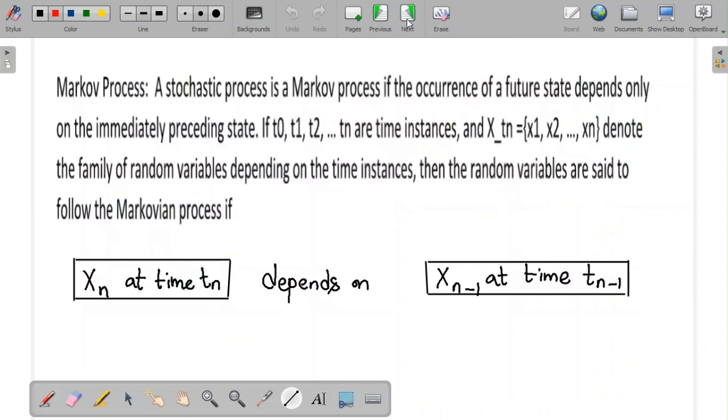So if t0, t1, t2, and tn, etc., are the time instances, and x1, x2, xn denote the various states in the given Markov process, then this process is said to be Markovian if reaching the state xn at time tn depends only on whether you have already reached state xn minus 1 at time tn minus 1. So the dependence is only on the immediate previous state and none of the other states which happen before n minus 1.